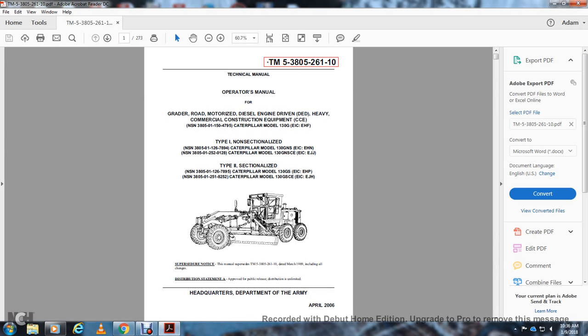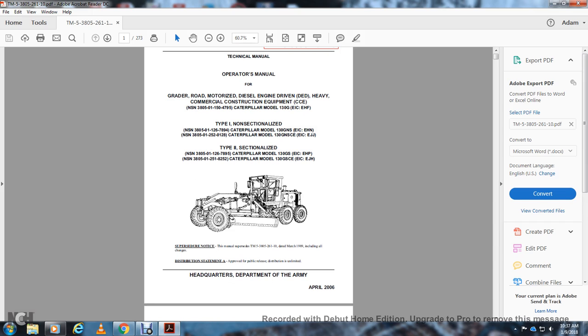Alright, Technical Manual 3805-261. Operator's manual for a grader, road, motorized, diesel engine driven, heavy commercial construction equipment. Caterpillar Model 130G identification. Type 1, non-sectionalized: Caterpillar Model 130G NS, Caterpillar Model 130G NS CE. Type 2, sectionalized: Caterpillar Model 130G S, Caterpillar Model 130G S CE.